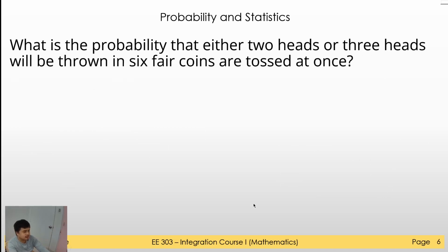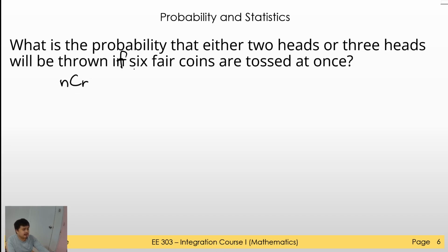Okay, next one. What is the probability that either 2 heads or 3 heads will be thrown if 6 fair coins are tossed at once? So you can also do a diagram of this, but that will be time consuming. What we can do here is utilize the counting technique that we utilized in the previous problem. As you can remember, we have the nCr. You can use this one.